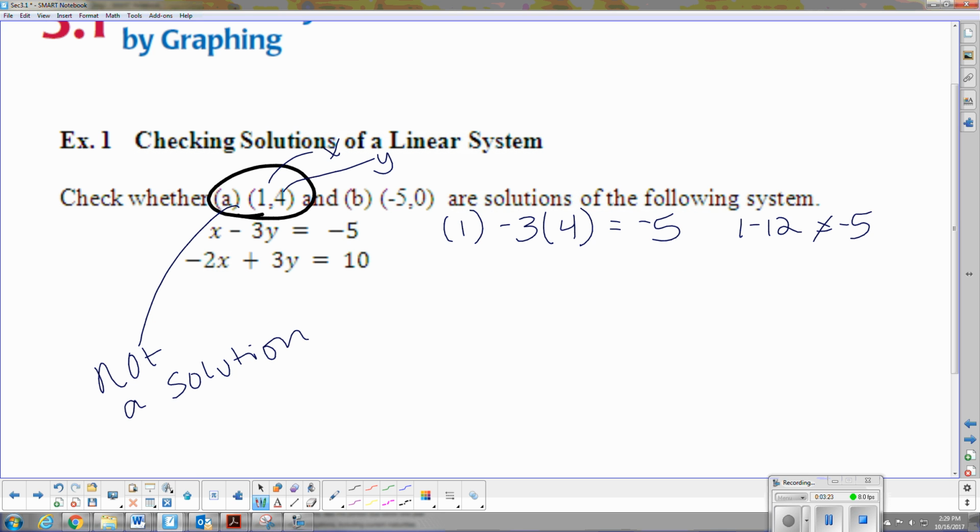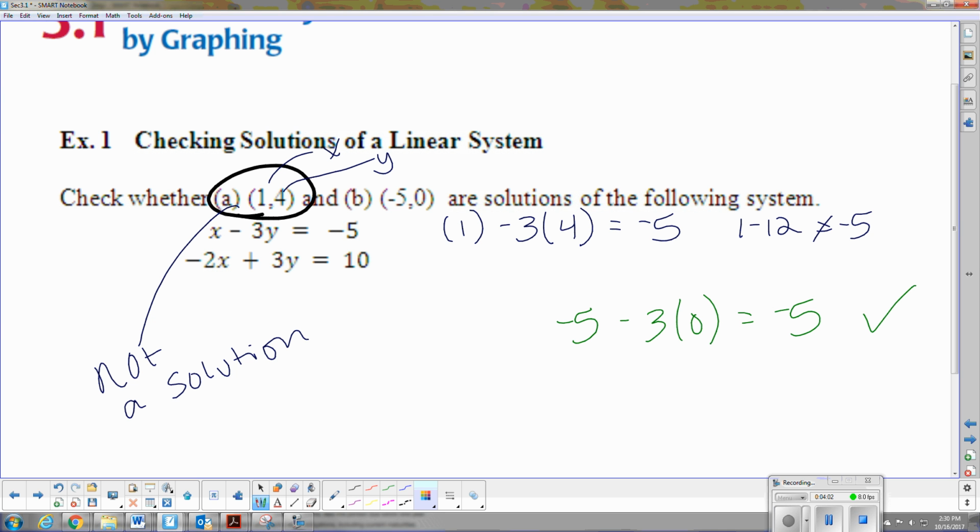So for the second one, B, -5 and 0. -5 is our x value. 0 is our y value. These are 2 separate points. So it's like part 1, question 1, is A a solution? Part 2, second question, is B a solution? So if it gives you multiple, like A, B, C, you'll have to do every one. So for B, we'll say x, -5, minus 3 times 0. Does that equal -5?